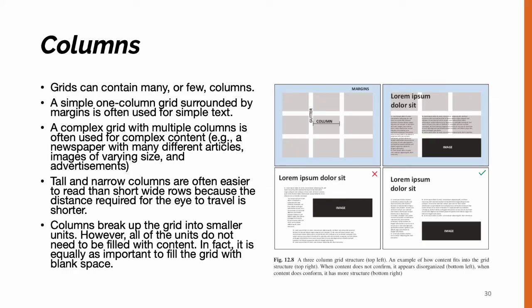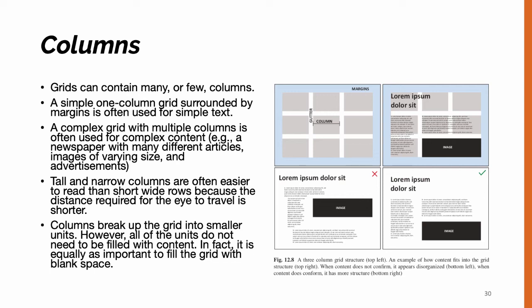So here's an example. A grid can contain many or few columns. A simple one-column grid, of course, is often used in text, for example, when you're writing your responses to exams and things like that. But a complex grid with several columns can be used for pretty complex content, for example, a newspaper with a lot of different articles. Tall and narrow columns tend to be easier to read than short, wide rows, largely because the distance required for the eye to travel is shorter.